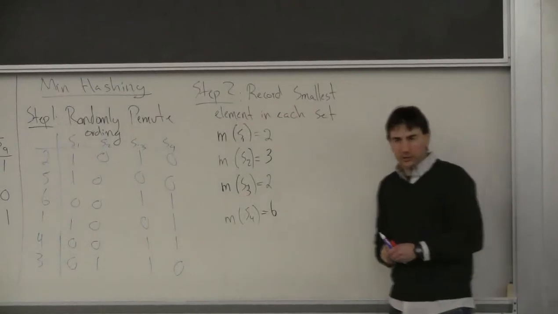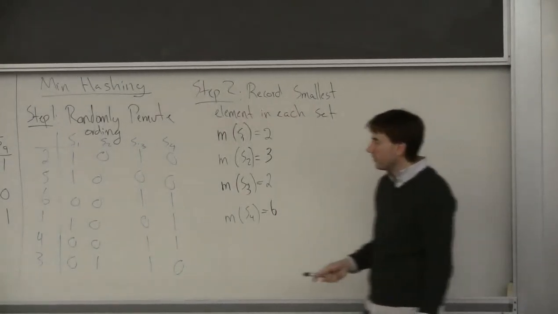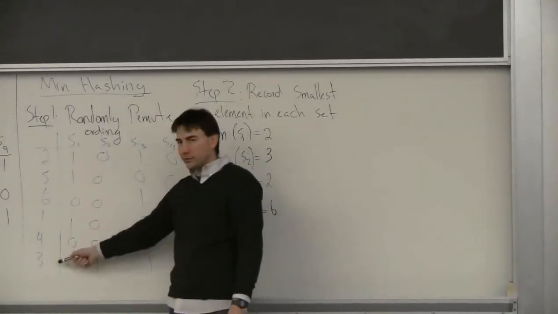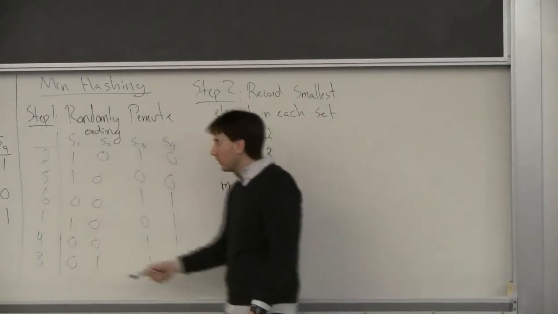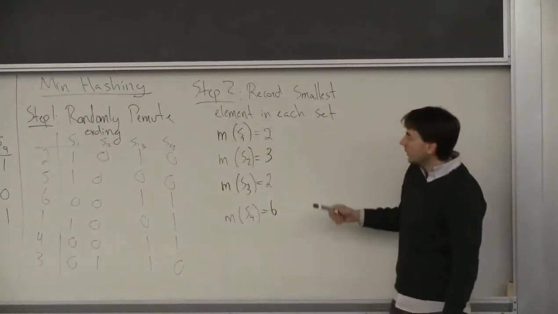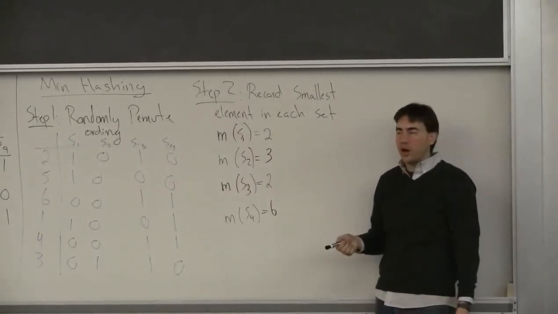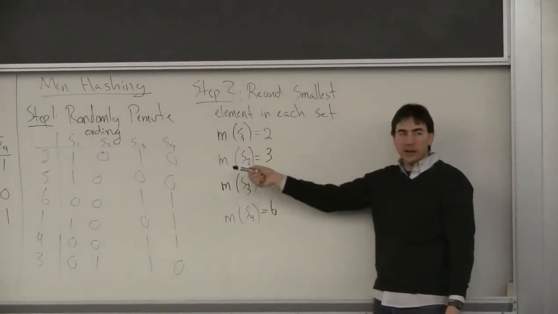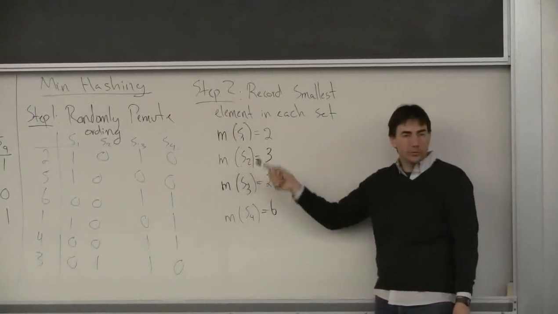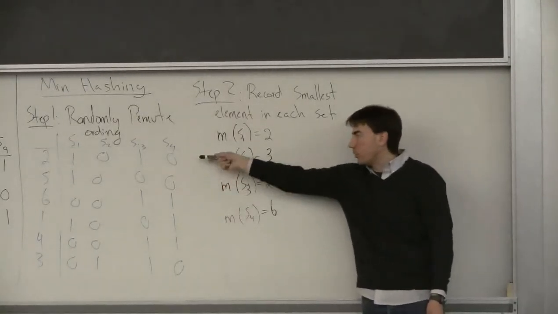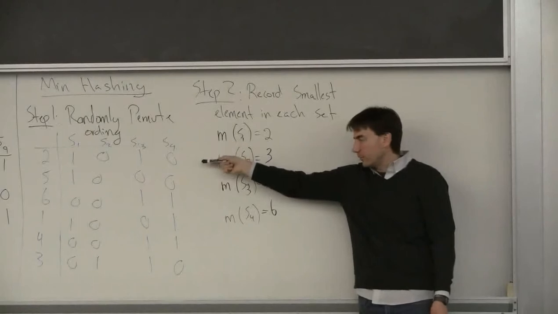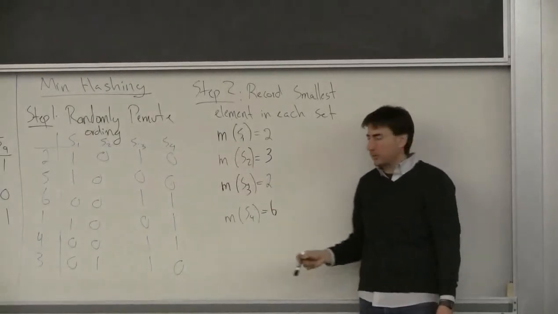Okay, so this step's a little confusing. This choice of ordering here, this permutation, was random. Once I have this random ordering, then I can say which one of the elements in the set is the highest according to this permutation. It's the highest row in the matrix. What's the label of the highest row in the matrix that has a 1 in it?